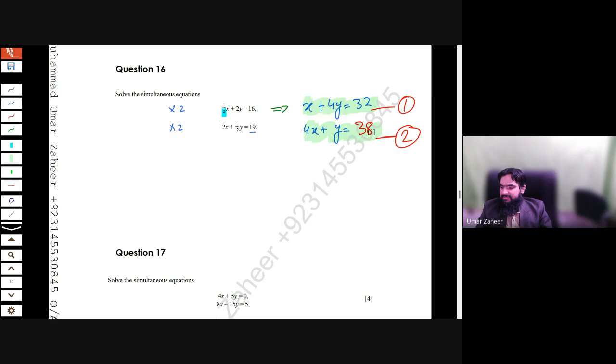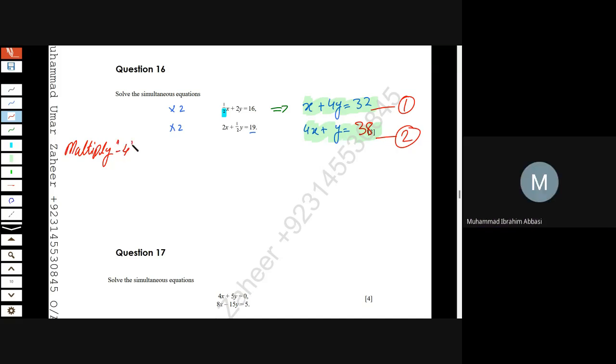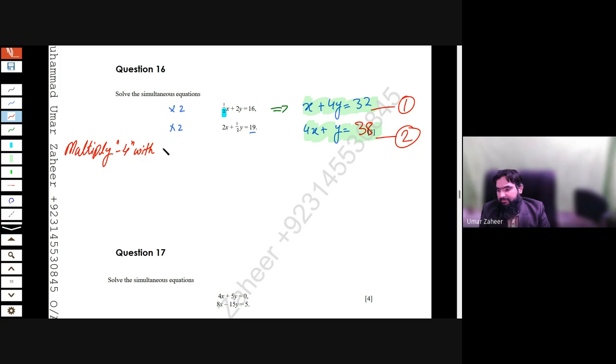You want to eliminate y. So look at here, it is 4. We have to make this one negative 4. What do we have to do? It is 1. I want to make it negative 4. How can I make it? Anyone? We have to multiply negative 4 with equation 2.